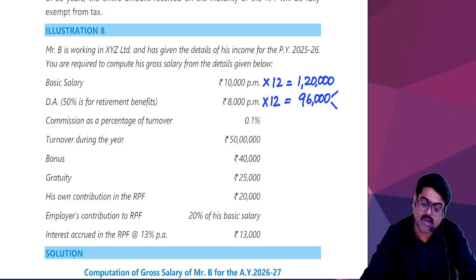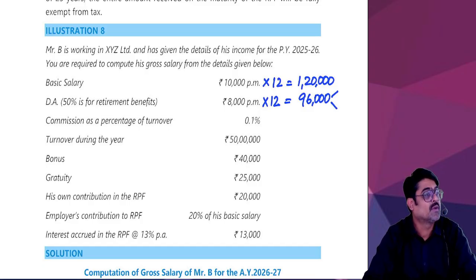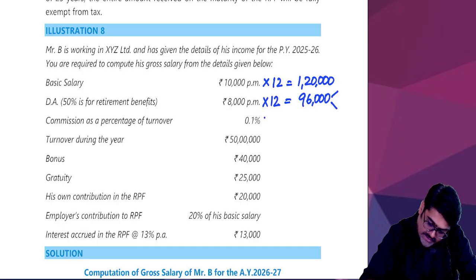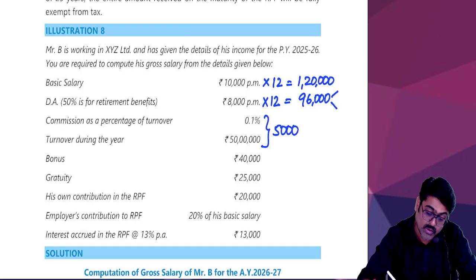Commission as a percentage of turnover. And how much commission is given? 0.1%. So what is the turnover? This year the total turnover was 50 lakhs. 0.1% of that is 5,000. So 5,000 will be your turnover commission. Will it be taxable? Yes. Turnover commission taxable. Bonus taxable. Gratuity taxable.